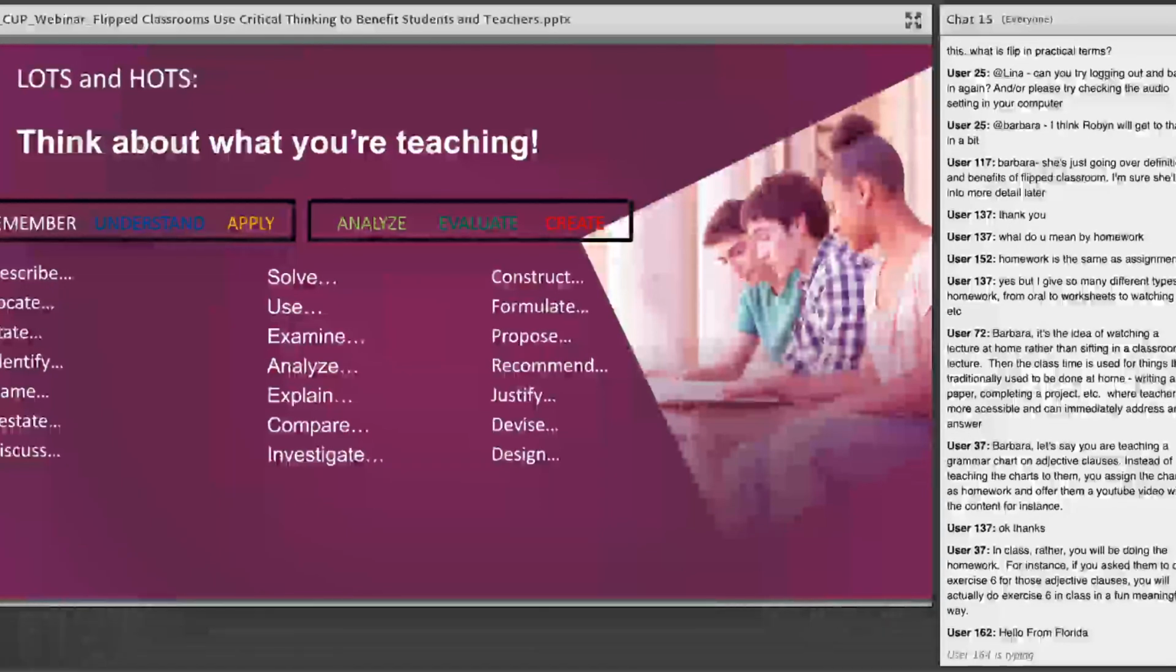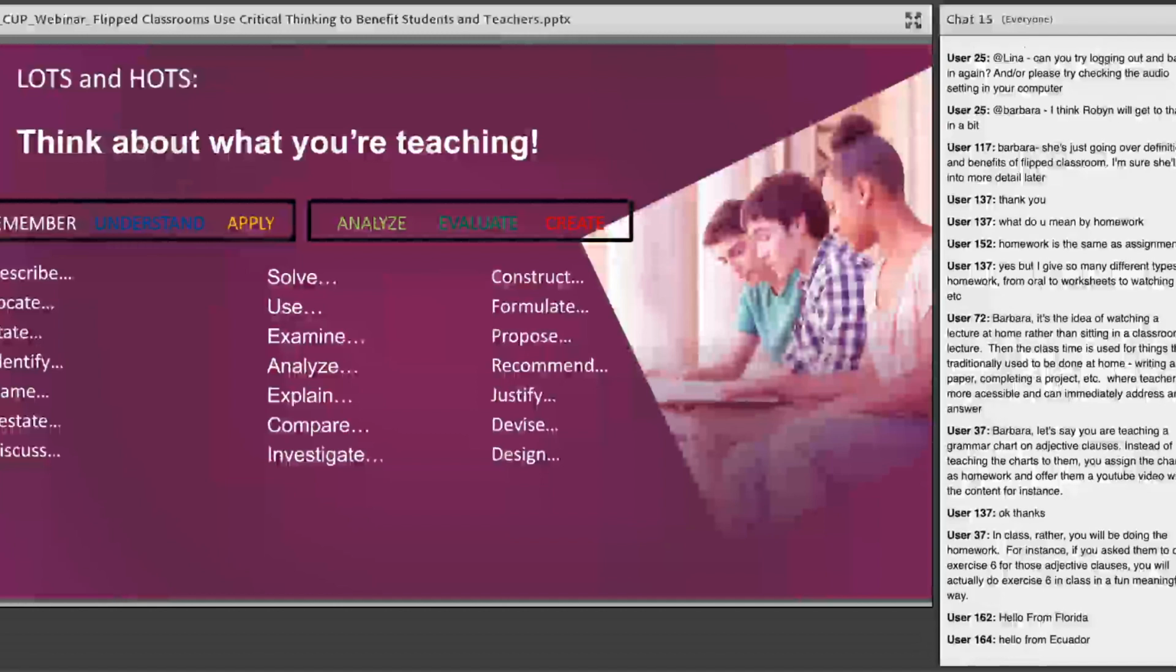So Bloom's taxonomy is divided into what I call LOTS and HOTS. LOTS stands for lower order thinking skills, and HOTS stands for higher order thinking skills. When I'm picking out a textbook or planning my lessons, I think it's really important to look at the books before we adopt them and think about our lesson plan, whether or not we decide to flip our classroom. So I spend a lot of time writing my materials, creating my lesson plans, and looking for books that contain all different question types.